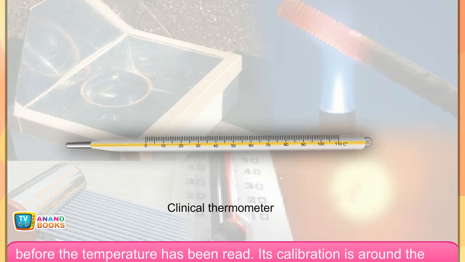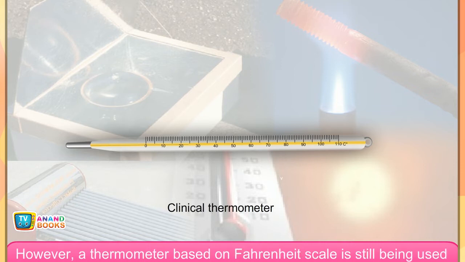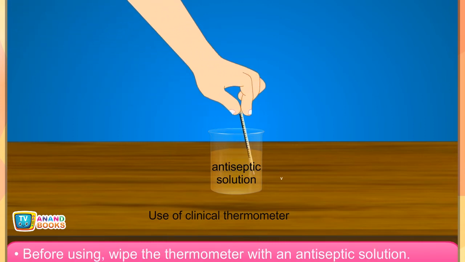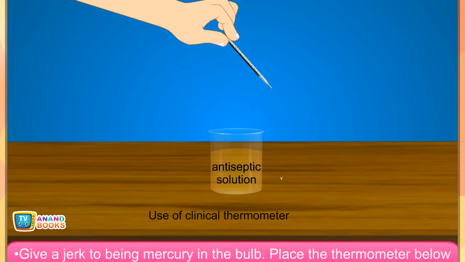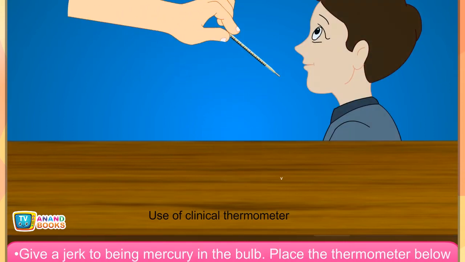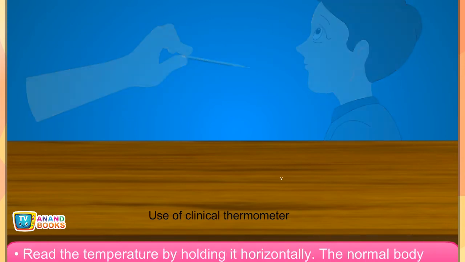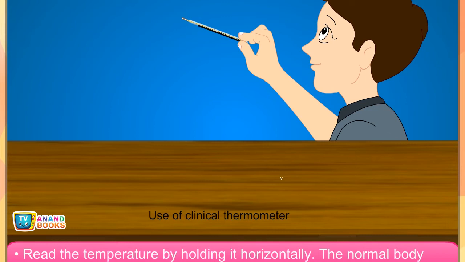Its calibration is around the normal body temperature of 37 degrees Celsius, at 0.2 markings. However, a thermometer based on Fahrenheit scale is still being used as clinical thermometer. How is a clinical thermometer used? Before using, wipe the thermometer with an antiseptic solution. Give a jerk to bring mercury into the bulb. Place the thermometer below the tongue for 2 minutes. In case of a child, place it below the armpit. Read the temperature by holding it horizontally. The normal body temperature is marked at 37 degrees Celsius.